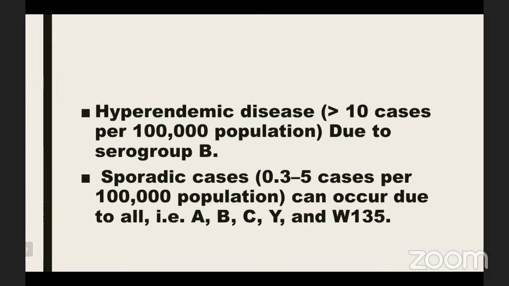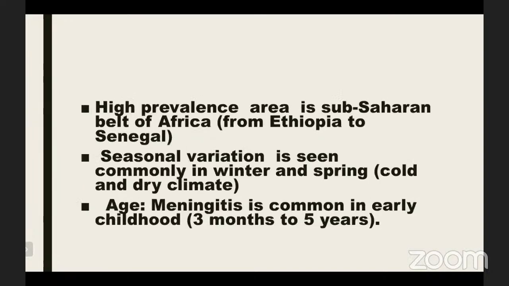Next one is hyperendemic disease. More than 10 cases per 1 lakh population is seen due to serogroup B. Sporadic cases, 0.3 to 5 cases per 1 lakh population, can occur due to serogroups A, B, C, Y, and W135. Higher prevalence area is the meningitis belt of Africa from Ethiopia to Senegal. Seasonal variation is seen mainly during winter and spring. Meningitis will mainly occur in childhood, mostly from 3 months to 5 years.